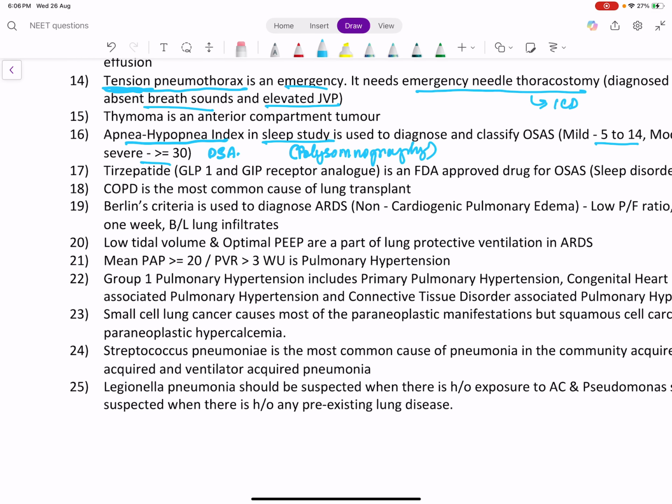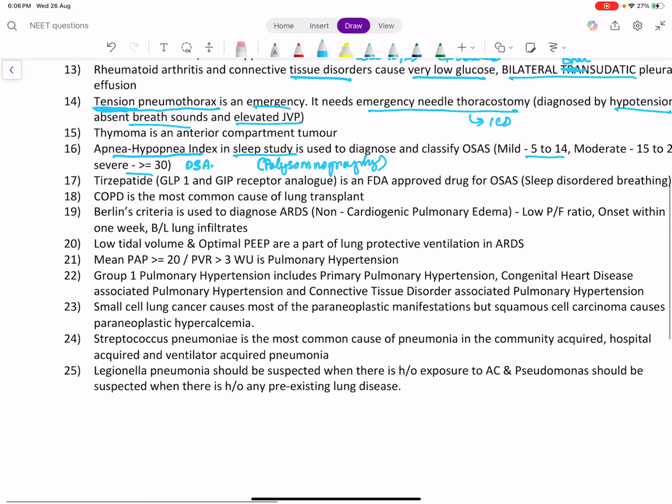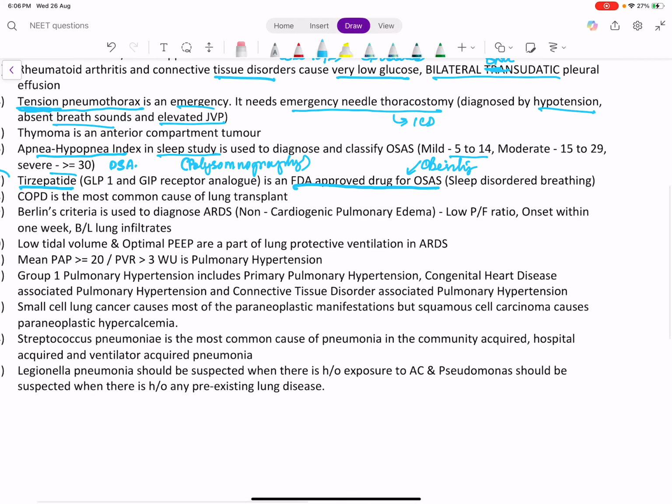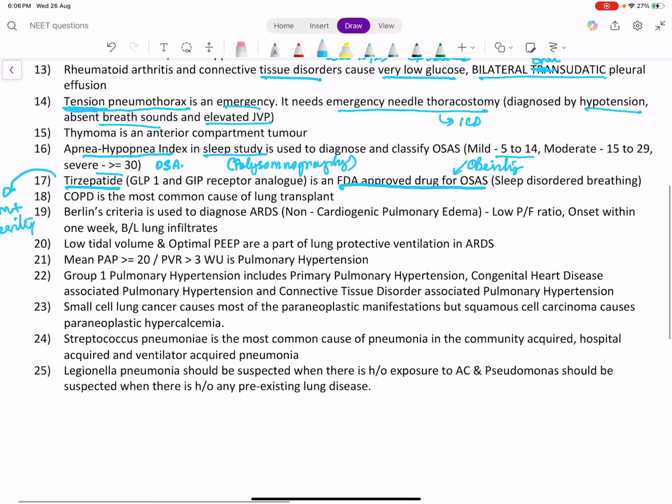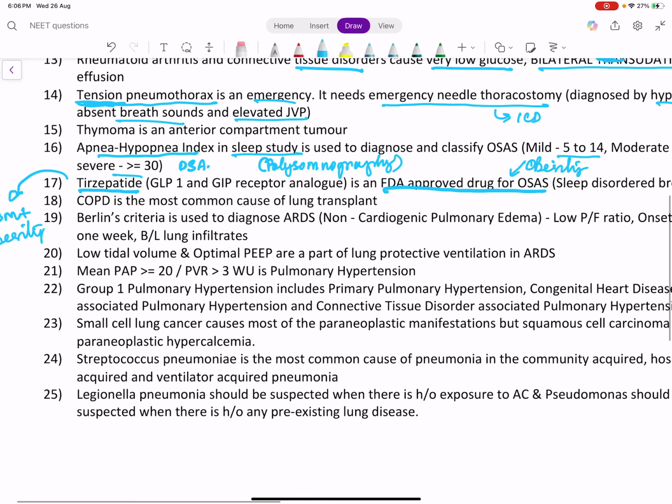severe OSA. When thinking about OSA, we should know about the recent FDA approved drug for OSA, which is tirzepatide. Tirzepatide is a GLP-1 and GIP receptor agonist, which is used in diabetes as well as obesity. It is the latest advancement. It's an injectable drug. It is FDA approved for OSA because obesity is the commonest risk factor for OSA. So if patients have OSA, we have to give tirzepatide. OSA is also called sleep disordered breathing. The most common cause of lung transplant is COPD still.